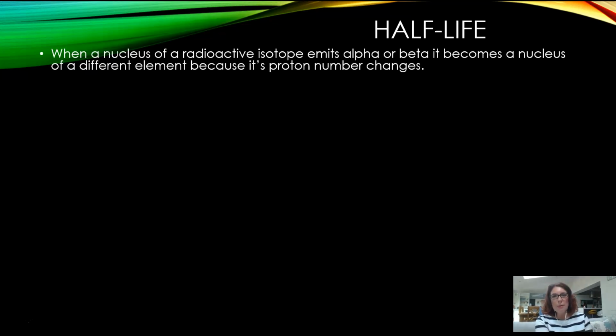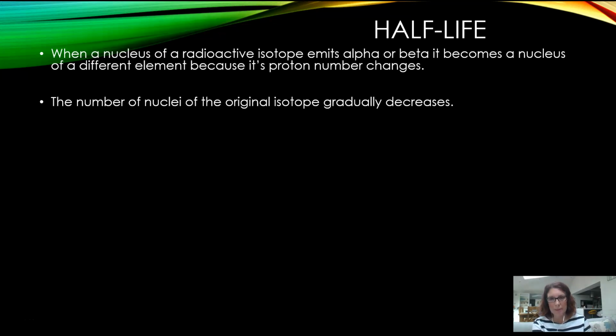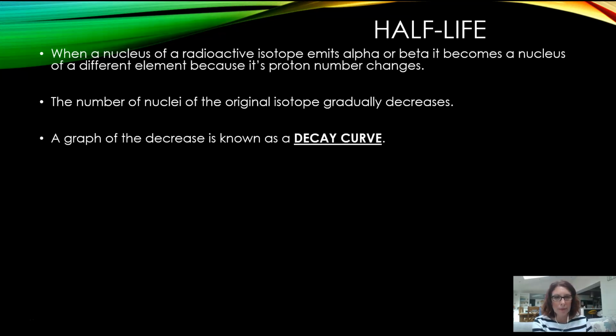So when a nucleus of a radioactive isotope emits alpha or beta, it becomes a nucleus of a different element because its proton number changes, and so whatever you start with, you end up with a different element. The number of nuclei of the original isotope gradually decreases. So if you start off with 100% isotope X, and during the decay process you're producing isotope Y, the original number of isotope X would gradually decrease from 100% as you change them into nucleus Y.